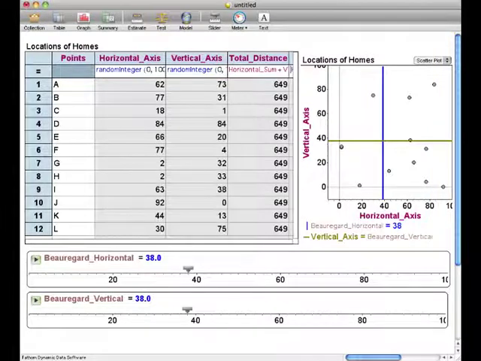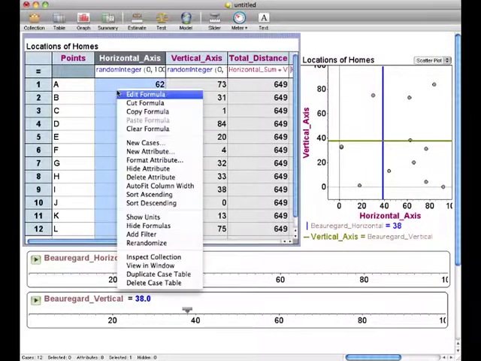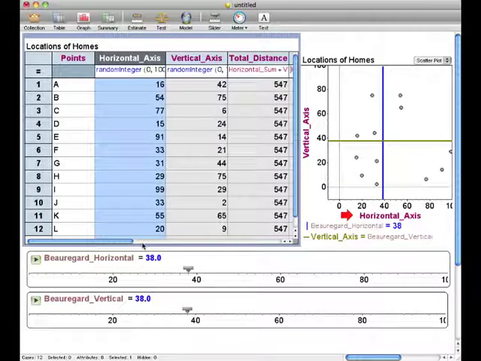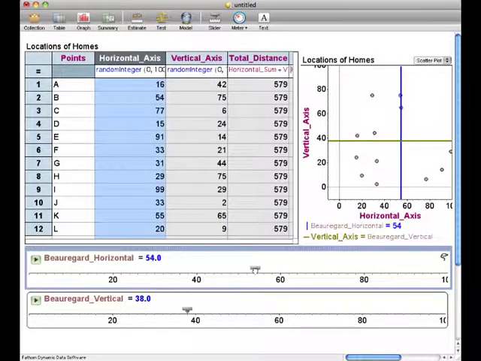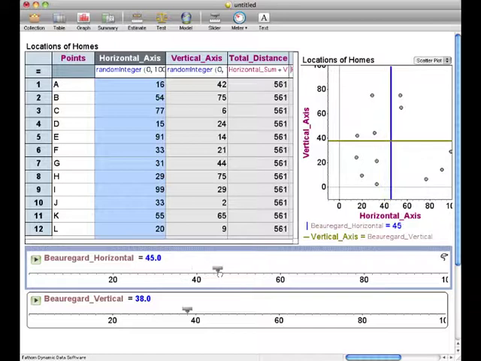Your first homework task for today is to do a more difficult version of the Beauregard problem. In your case, Fathom will randomly locate 12 points on a grid that goes from 0 to 100 in both the horizontal and vertical directions. Then, your task will be to move 2 sliders to find a home for Beauregard that minimizes the sum of the distances to all 12 of his friends.